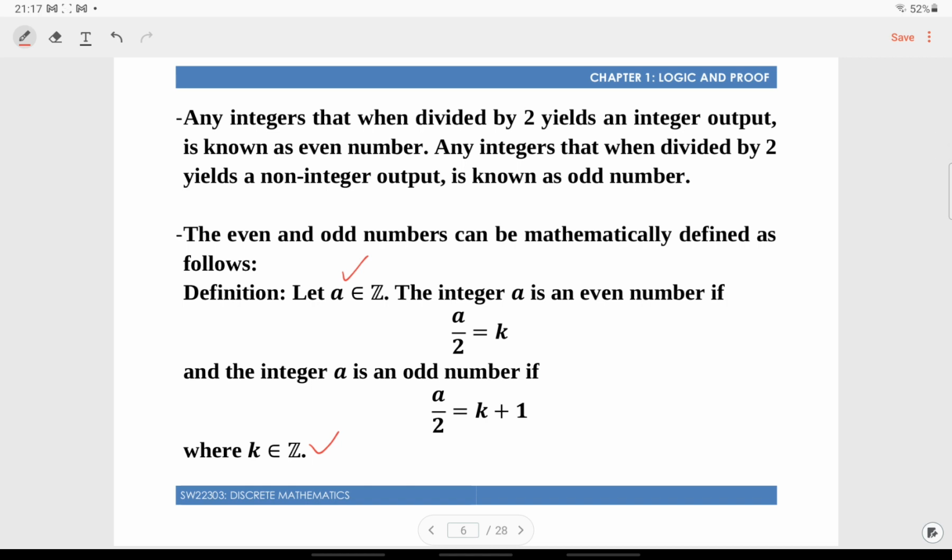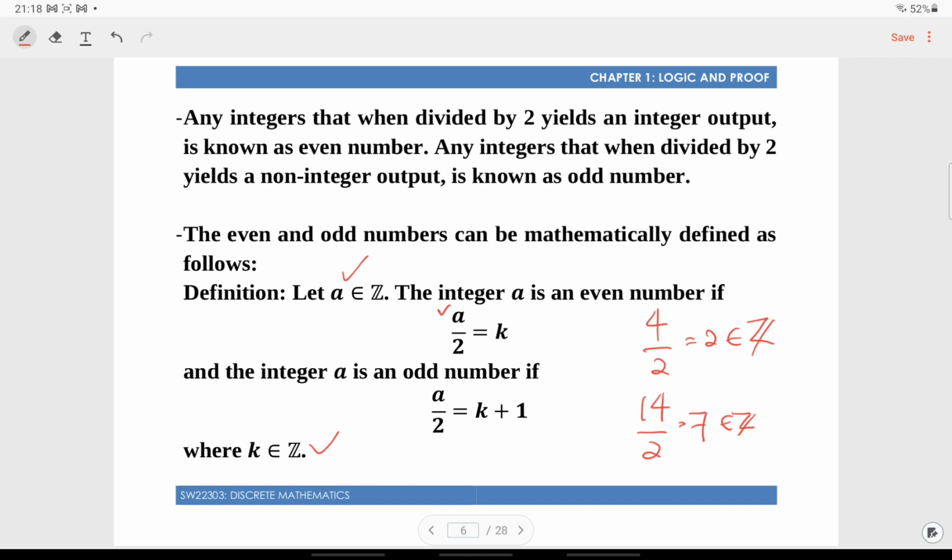For example, let's say a equals 4. When we divide 4 by 2, the outcome is 2, where 2 is also an integer. What else? We have 14. 14 divided by 2, the outcome is 7. Again, 7 is an integer. So for any integer a, when we substitute into this fraction, if the outcome is an integer, then a is called an even number.